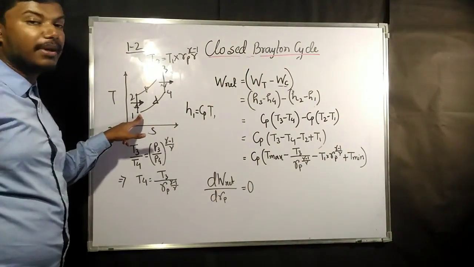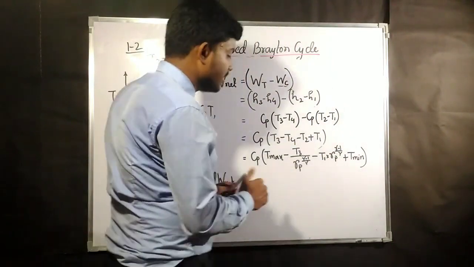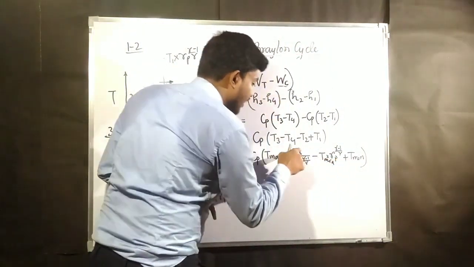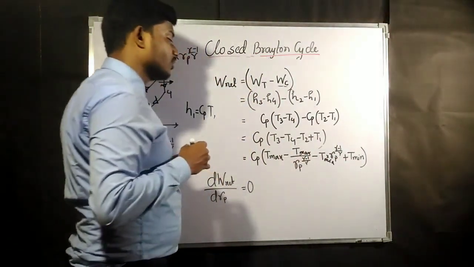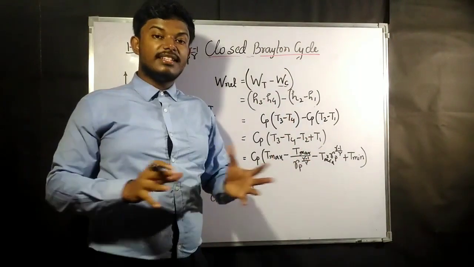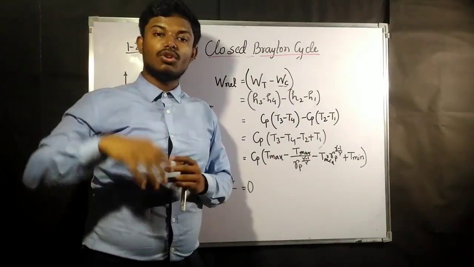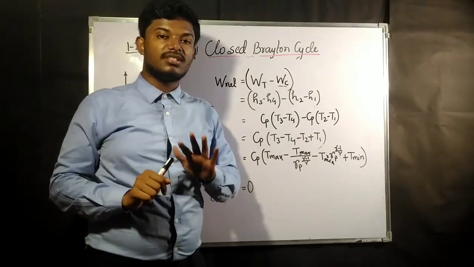T1 is the minimum temperature here. So in place of T1, I am going to write T min. Here T3 is there, so in place of T3, I am going to write T max. Now for a system to work, the limits of the temperatures are always given. The highest I can go up to this temperature, and lowest I can come down to this temperature.